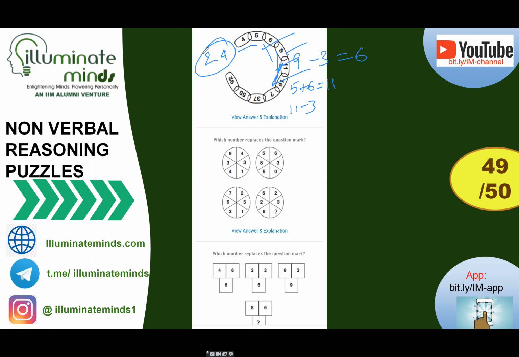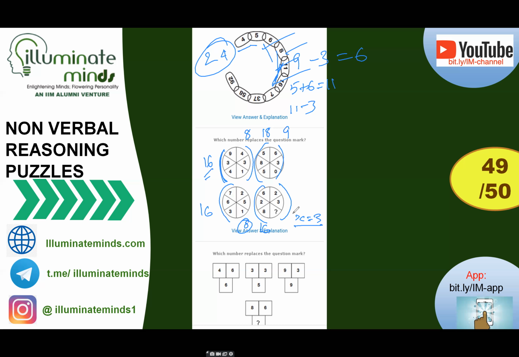Now, in the second one, what is happening is, if you look at this, 9 plus 3 plus 4 is 16. This is a difficult one. 4 plus 3 plus 1 is 8. Similarly, 6 plus 3 plus 0 is 9. And 5 plus 8 plus 5 is 18. 7 plus 6 plus 3 is 16. 2 plus 5 plus 1 is 8. 6 plus 2 plus 8 is 16. 3 plus 2 plus x should be equal to 8. So x is equal to 3. The correct answer is 3.